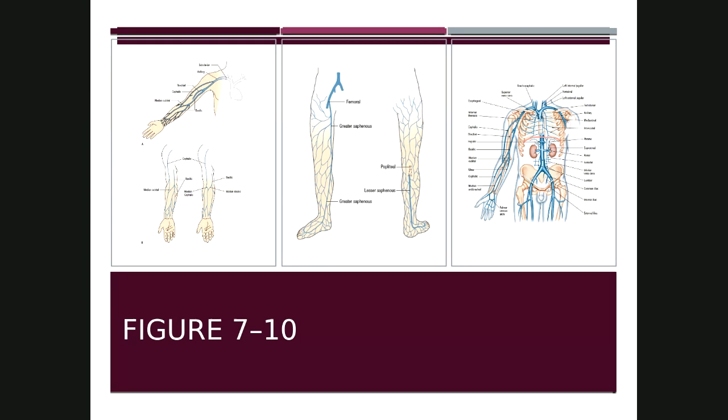This is just some images, and this is a chart that I pulled from various images represented on pages 227 through 229 in your textbook. They are just the venous system of the upper torso, the lower legs, and the arms.